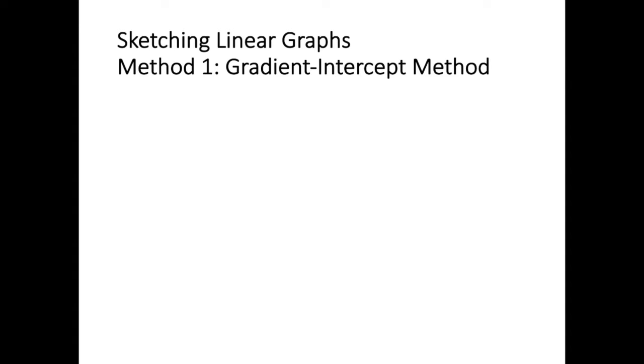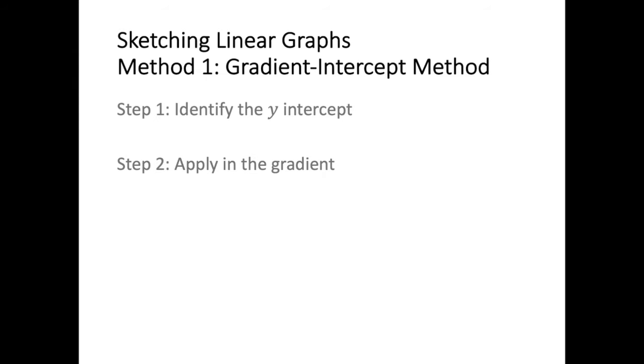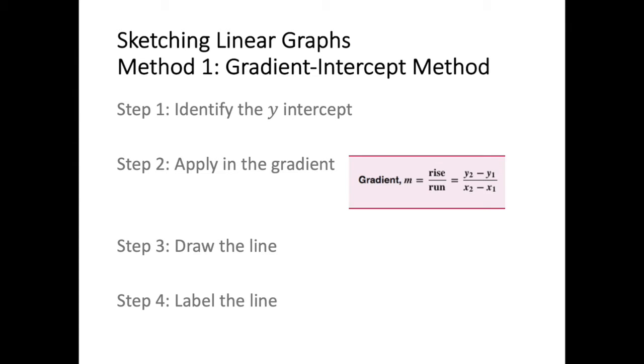To graph an equation using the gradient intercept method, the first step is to identify the y-intercept. Then for step 2, we want to apply the gradient to mark in a couple of points along the line. Step 3 is going to be using those points to draw the line. And then finally, we want to be able to label the line. Don't forget to do the final step because it is often worth a mark on your exams. Make sure you label the line with the equation from the question.